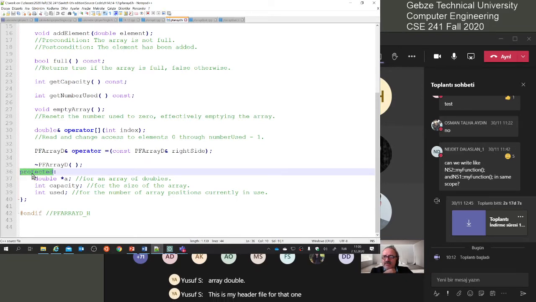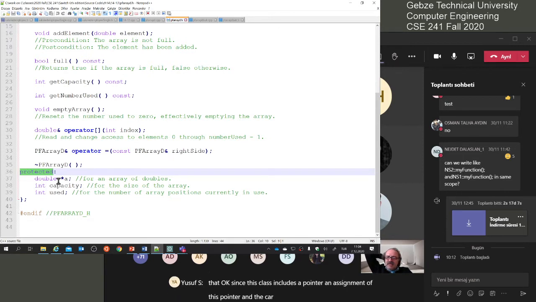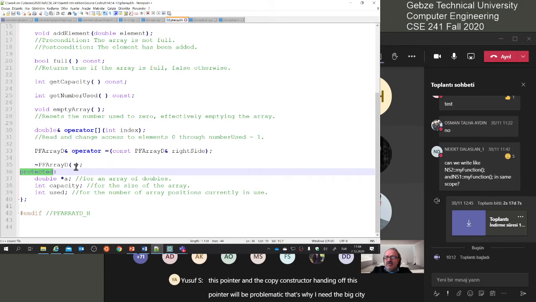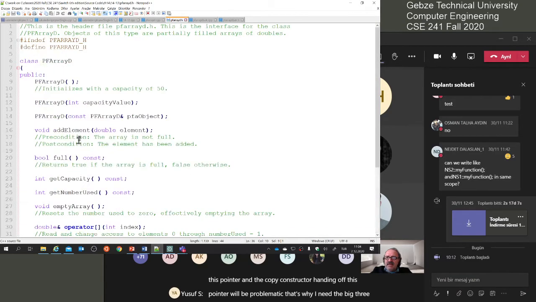And see, this is protected. It's not private, but protected. As an exercise, make this private and change the code accordingly. I'm going to ask you that. Since this class includes a pointer, and assignment of this pointer and the copy constructor handling of this pointer will be problematic, that's why I need the big three: assignment operator, destructor, and the copy constructor here.